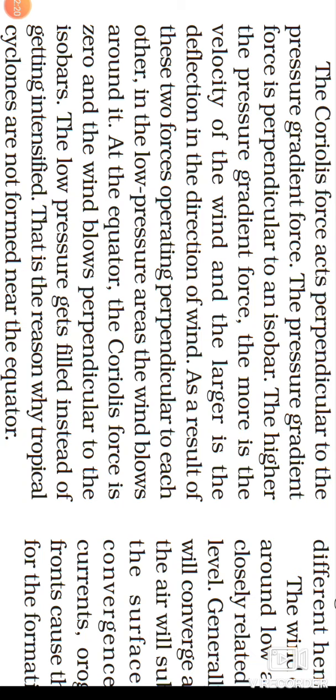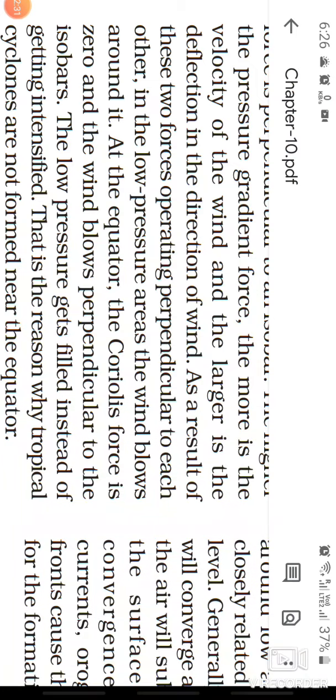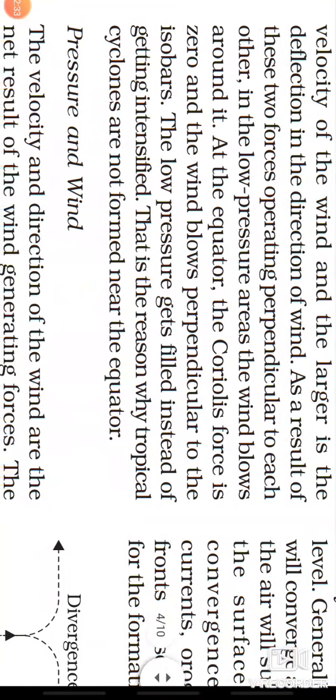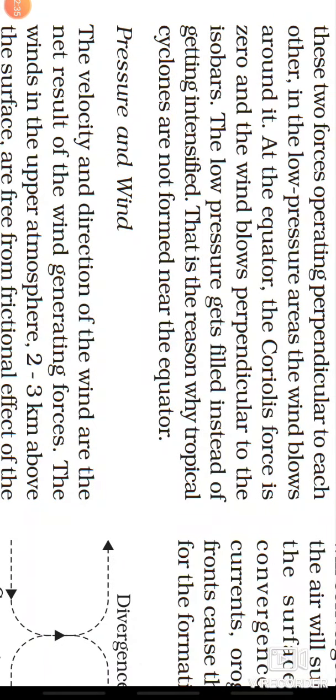The Coriolis force acts perpendicular to the pressure gradient force. The pressure gradient force is perpendicular to the isobar. The higher the pressure gradient force, the more is the velocity of the wind and the larger the deflection. The Coriolis force is 0 at the equator and the wind blows perpendicular to the isobars. Low pressure gets filled instead of getting intensified. That's why the tropical cyclones are not formed near the equator, because of the absence of the Coriolis force.